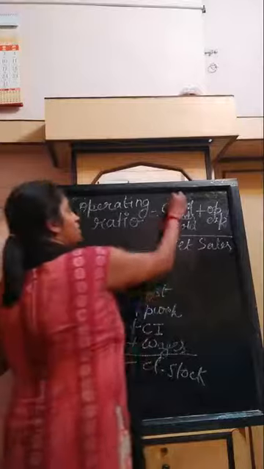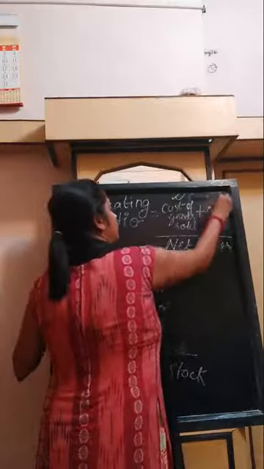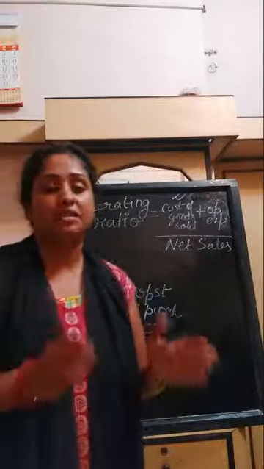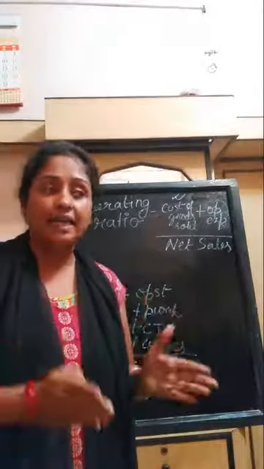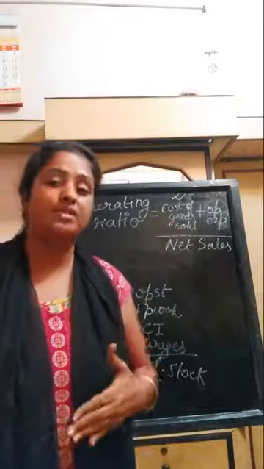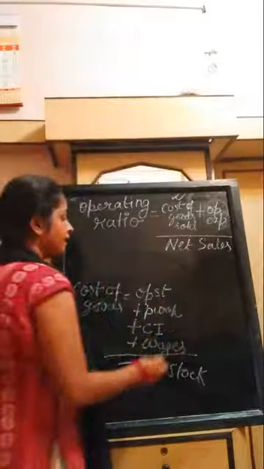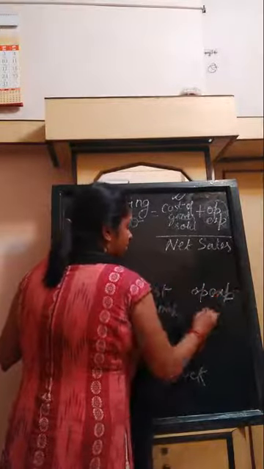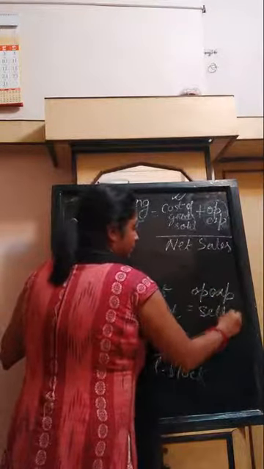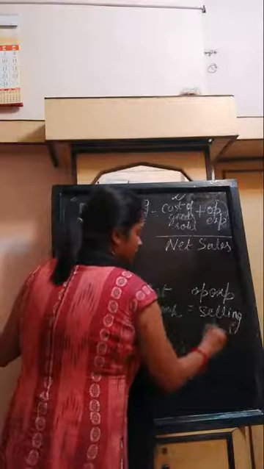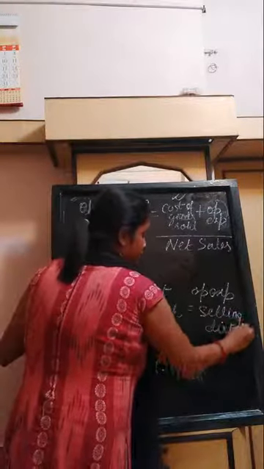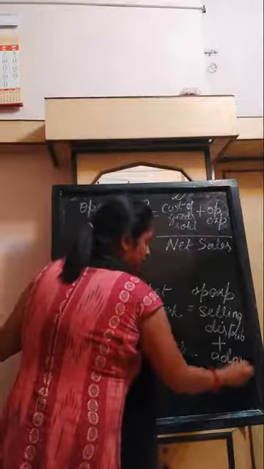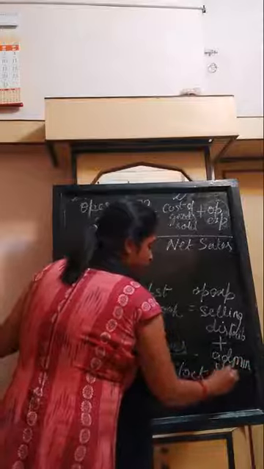Now coming to the point, operating expense. How can we get this operating expense? Operating expense is nothing but the summation of selling and distribution expenses and administrative expenses. So operating expenses means selling, distribution plus administrative expenses.